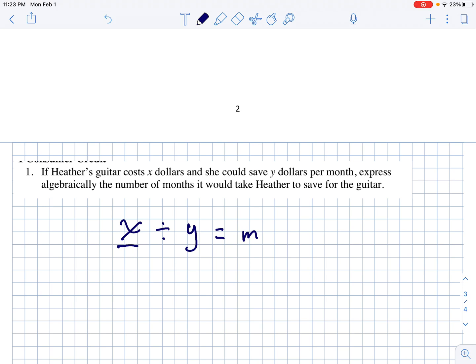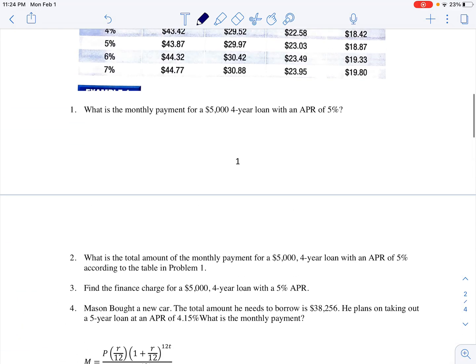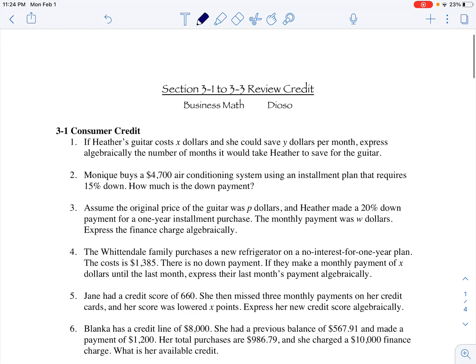So if something costs $200 and I can save $10 a month, that means it's going to take me 20 months in order to get there. All right, so something basic. Let's go to the next one.